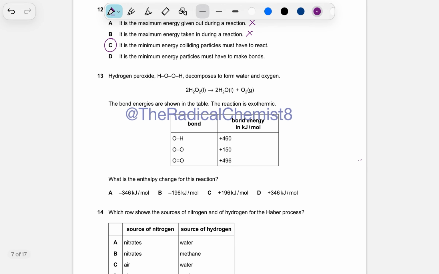Next, hydrogen peroxide decomposes to form water and oxygen. So the reaction is exothermic. And what is the enthalpy change for this reaction? So first of all, they've told us that the reaction is exothermic. Exothermic reactions have a negative enthalpy change. So automatically you know your answer can't be any of these. And then using our bond energy values, we can calculate the enthalpy change.